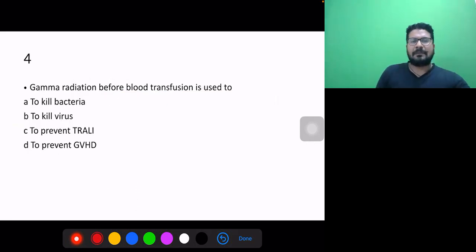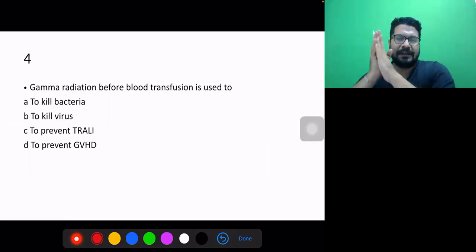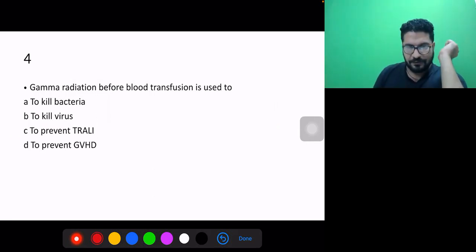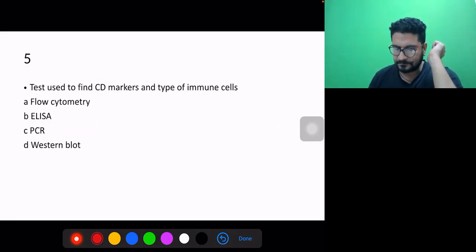Coming to the next question, gamma radiation before blood transfusion. Understand this: we use gamma radiation to prevent the risk of graft versus host disease. TRALI is your transfusion-related acute lung injury, but we use gamma radiation to prevent GVHD. So this is the answer for this question.